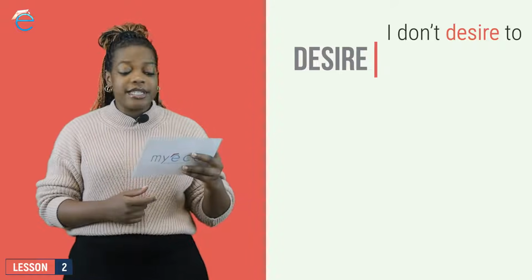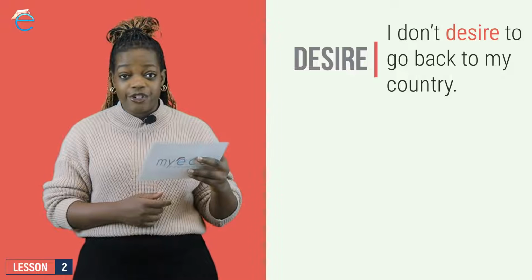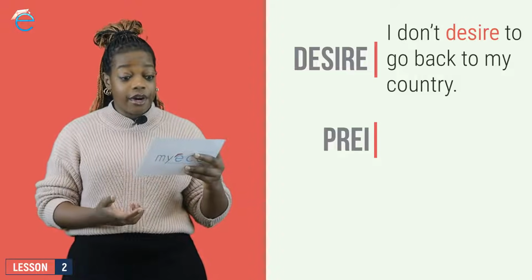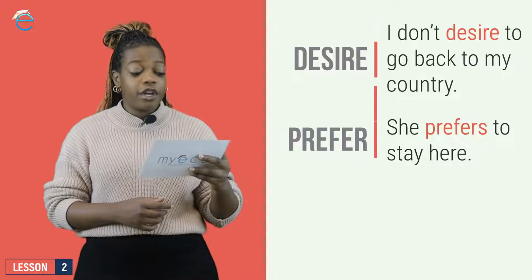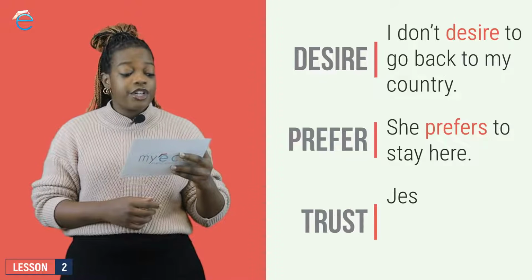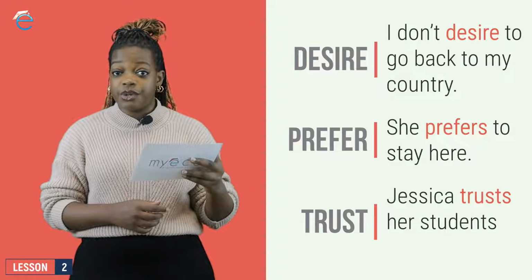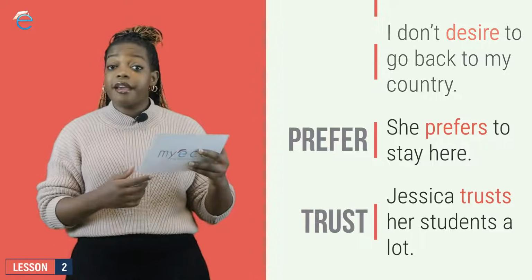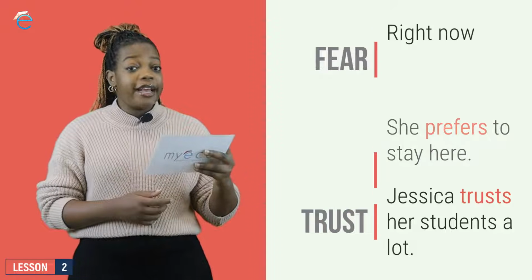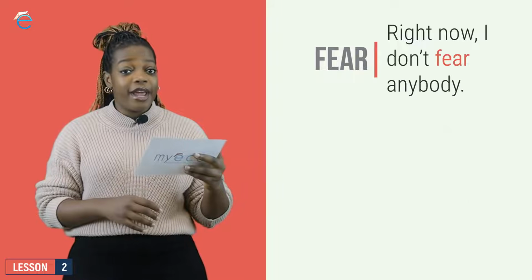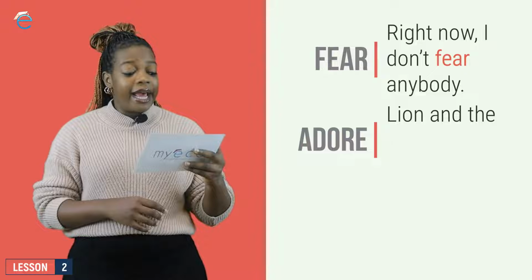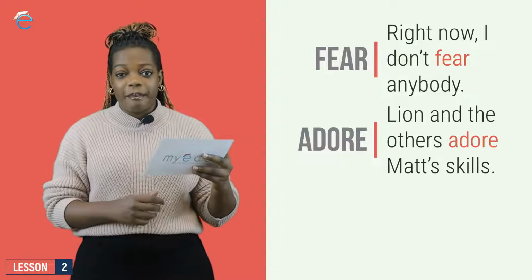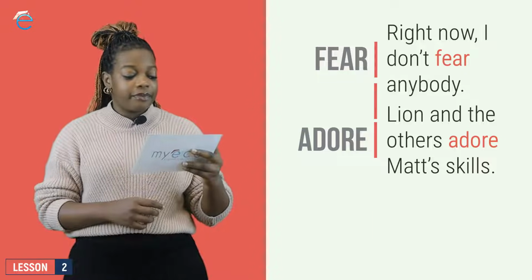I don't desire to go back to my country. Prefer. She prefers to stay here. Trust. Jessica trusts her students a lot. Fear. Right now, I don't fear anybody. Adore. Leon and the others adore math skills.